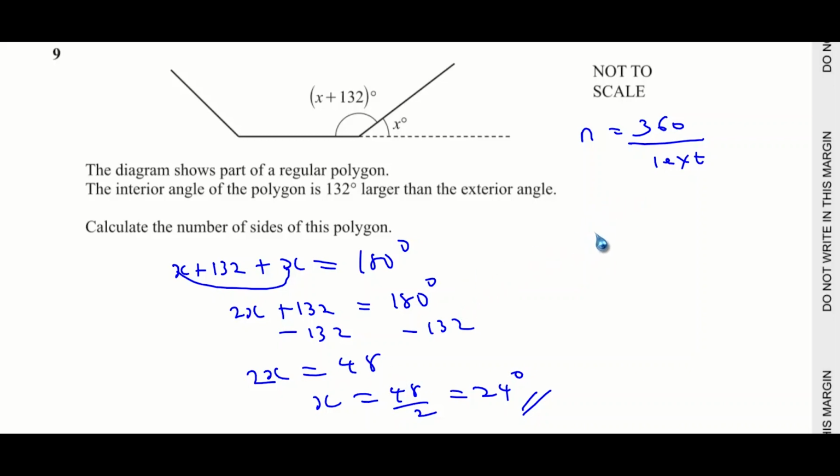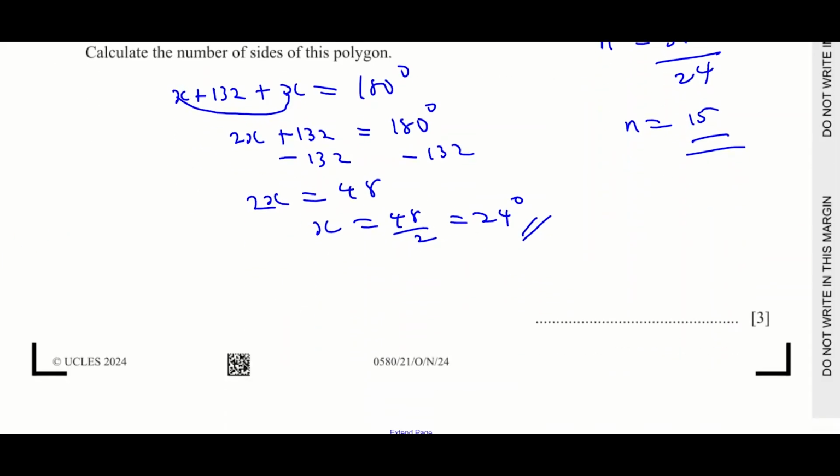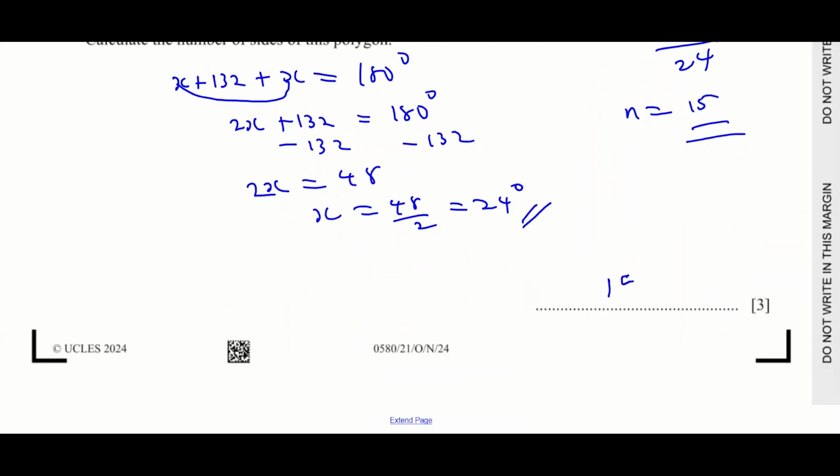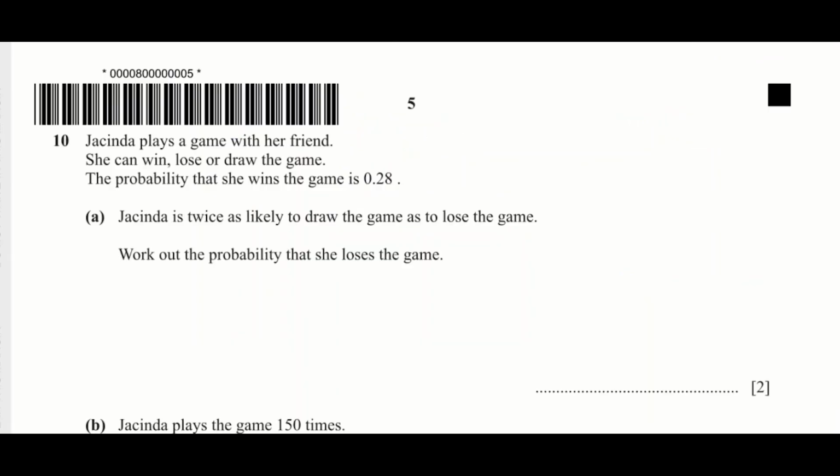So from here you can now say that n is equal to 360 over 24. Okay, so if you do this, n should be equal to 15. So it has 15 sides. So you can scroll down and write 15 here. So the next question will be question 10.